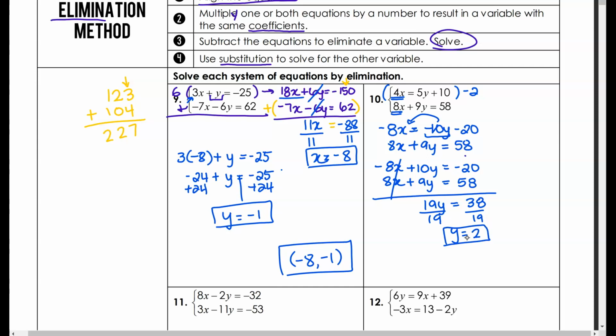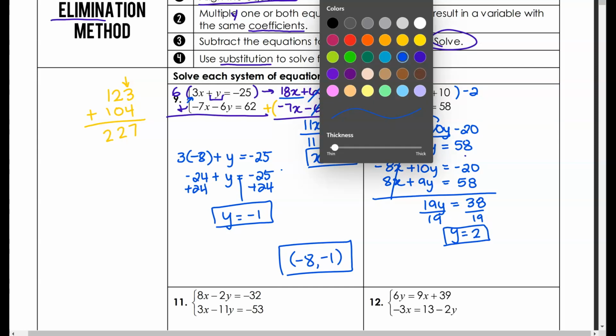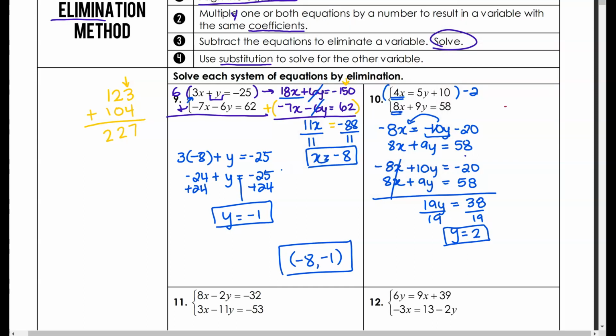Again, remember, I'm not done, so I need to pick one of the equations, and I can pick whichever equation I want. So let's go ahead and pick the first one. 4 times x, I don't know what x is, equals 5 times 2 plus 10. Well, 4x equals 10 plus 10. So 4x equals 20. Therefore, if I divide both sides by 4, I end up with x equals 5. So we see then that the solution is 5, 2.